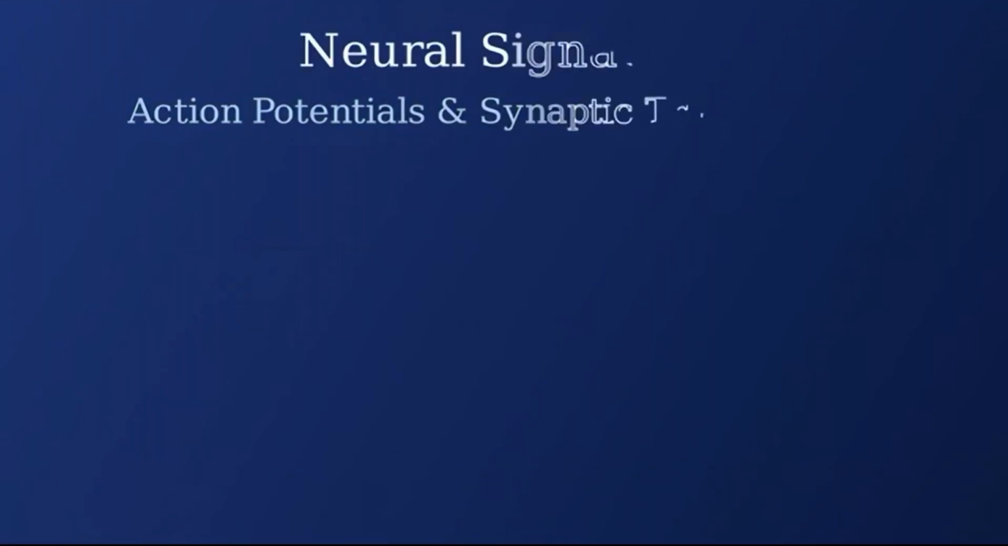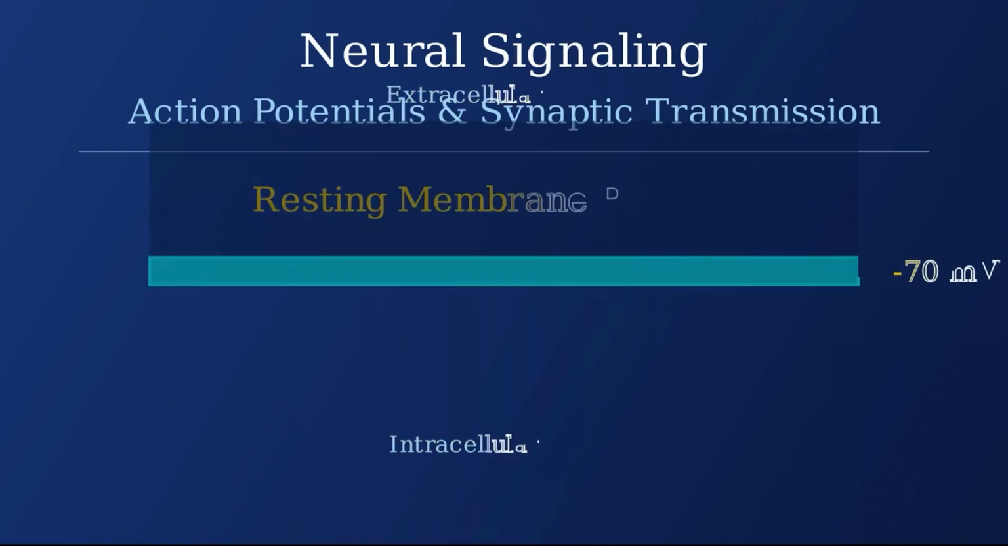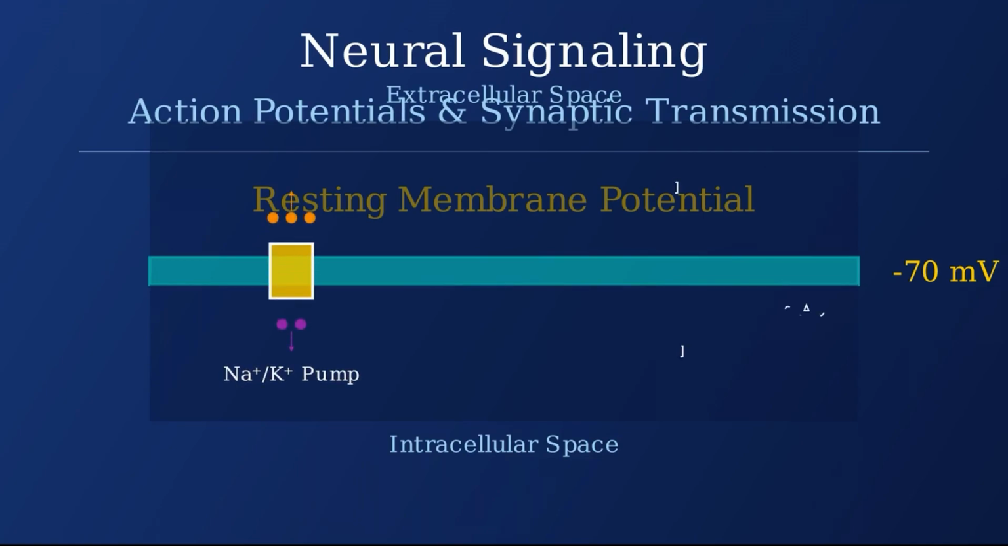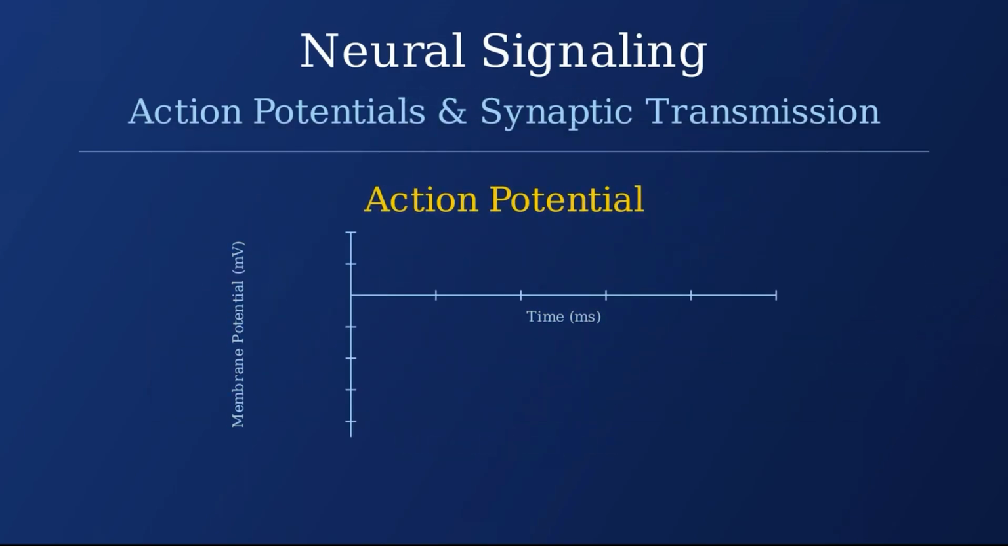Neural signaling involves the generation and transmission of electrical signals called action potentials. At rest, neurons maintain a negative membrane potential of negative 70 millivolts. This resting potential is maintained by the sodium-potassium pump, which actively transports 3 sodium ions out for every 2 potassium ions in. When a neuron is stimulated to threshold, an action potential is generated.